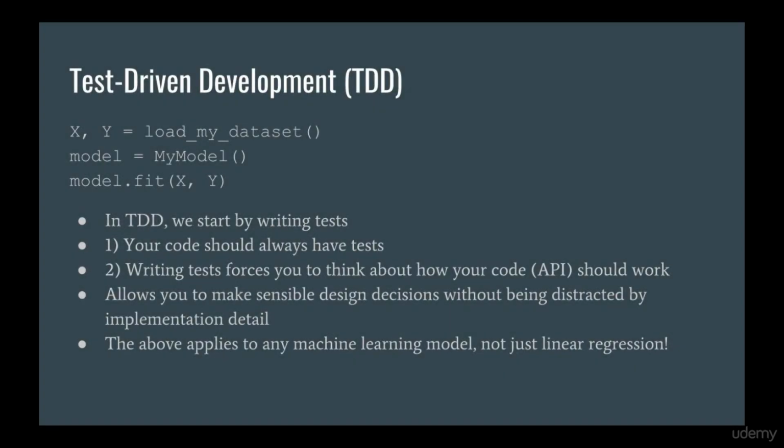This is what is known in software engineering as test-driven development, or TDD. In test-driven development, we start by writing tests, because number one, your code should always have tests, and number two, writing the test first forces you to think about how you expect your API to work, and it allows you to make sensible design decisions without being distracted by implementation details. So you see how this applies to every machine learning algorithm, not just linear regression.